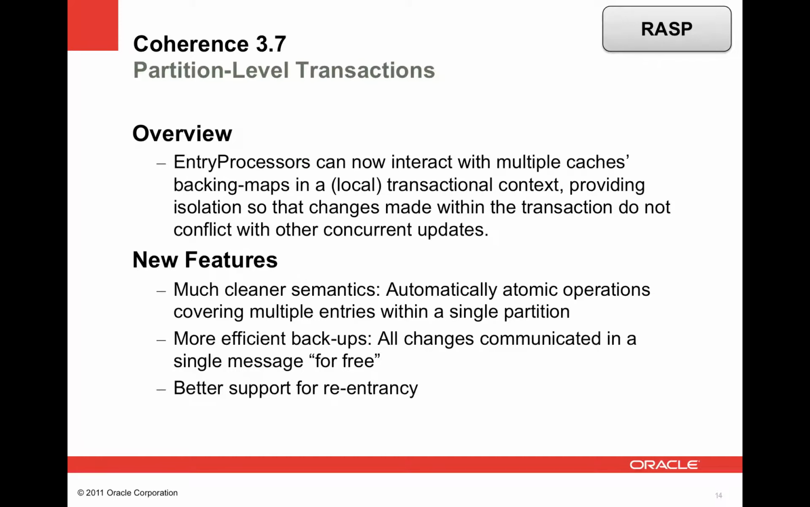We also have partition-level transactions in 3.7. Entry processors can now interact with multiple caches backing maps within a local transactional context. This provides isolation so that changes made within the transaction do not conflict with other concurrent updates. This allows for much cleaner semantics, more efficient backups, and better support for reentrancy.